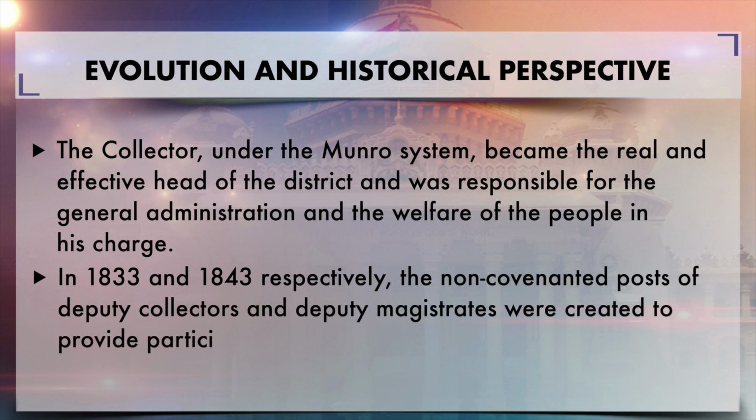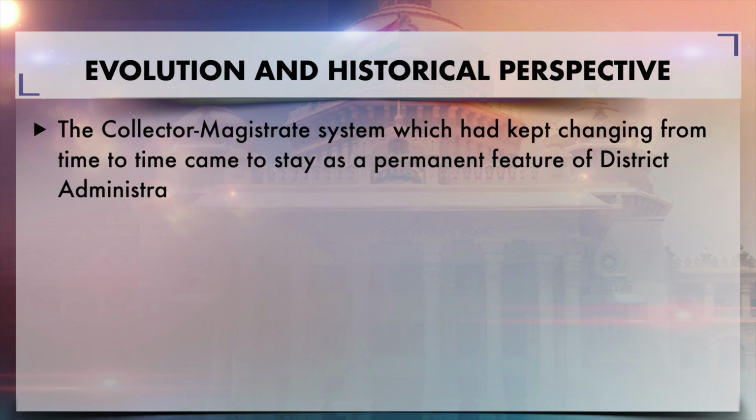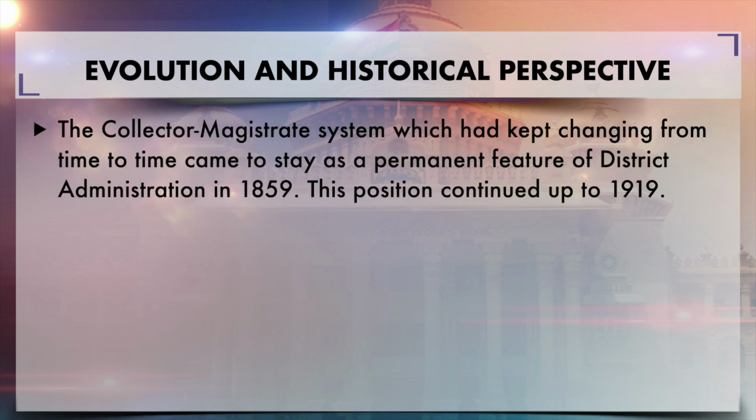In 1833 and 1843, respectively, the non-covenanted posts of deputy collectors and deputy magistrates were created to provide participation to the Indians. The collector-magistrate system, which had kept changing from time to time, came to stay as a permanent feature of the district administration in 1859. This position continued up to 1919.